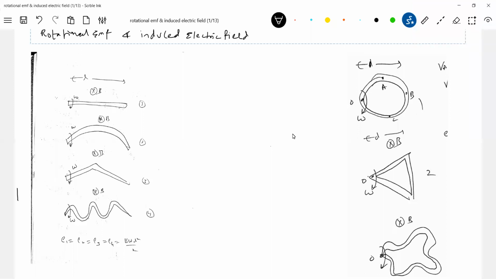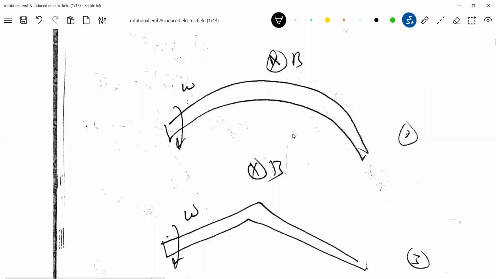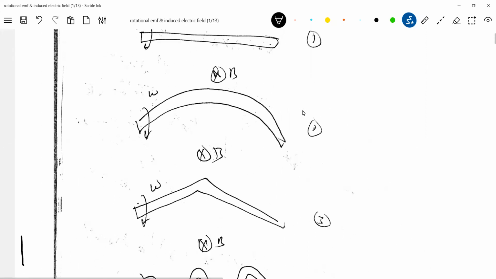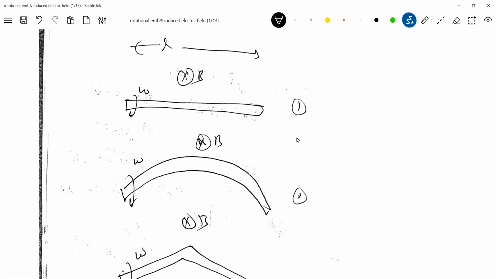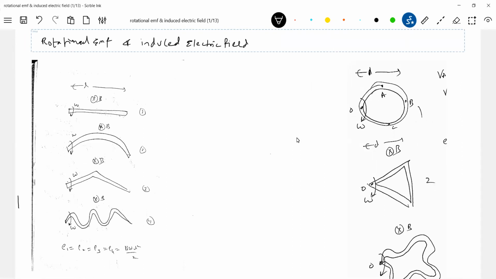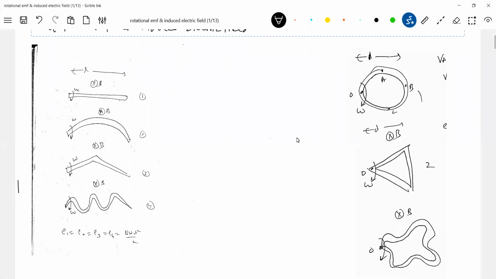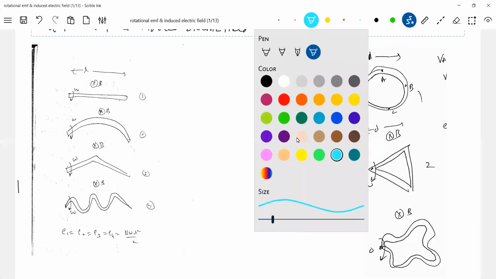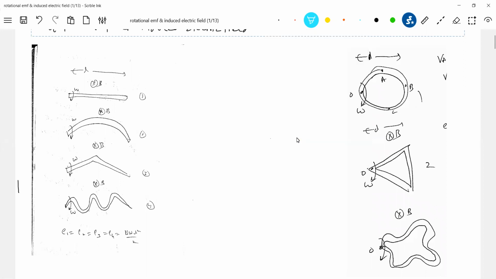So from the previous class, a rod rotated in a uniform magnetic field. I'll rotate this rod in a uniform magnetic field. So first, different shaped rods. In the previous class we took only a horizontal one. Now the shape of the rod will be different. How do we calculate the net EMF induced?